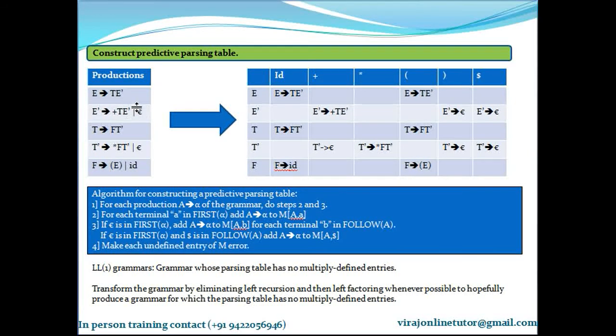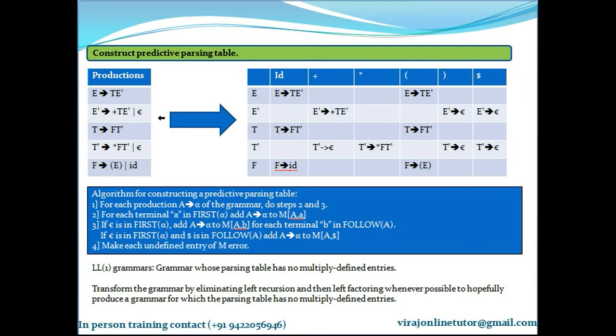Remember, when I write something like this, these are two different productions. This entire thing is not one production. E dash gives plus T E dash is one production. E dash gives epsilon is a second production. I repeat, E dash gives plus T E dash is the first production. E dash gives epsilon is the second production. So these are two different productions. So compute first of right hand side, that is plus, and at plus sign, E dash on plus, you place this production.